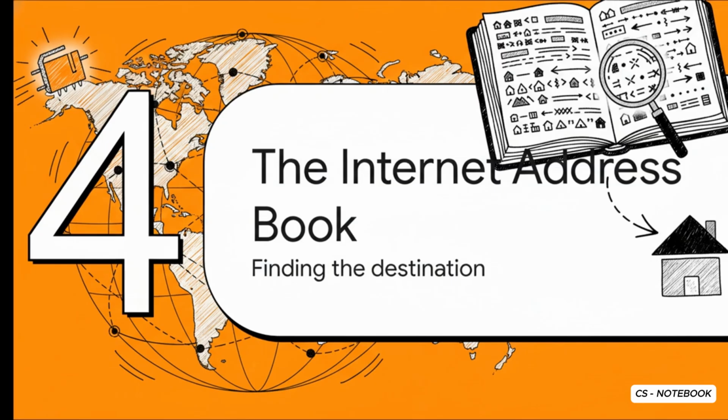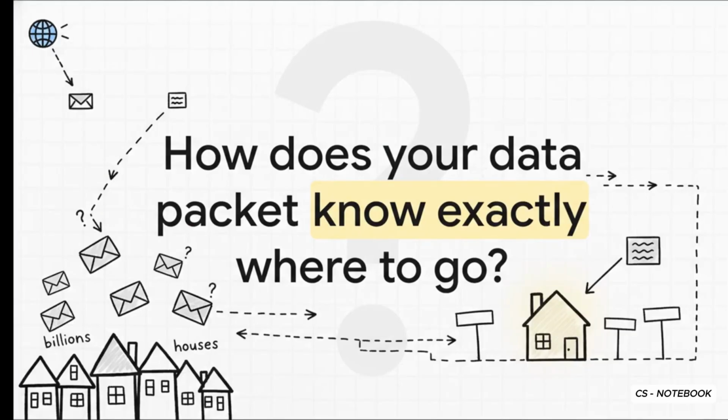But the internet is huge. How in the world does it know where it's going? It needs an address. I mean, seriously, think about it. There are billions of devices connected to the internet. Sending a piece of data to the right one is like trying to deliver a letter to a specific person in a world with billions of houses and absolutely no street signs. So how does it work?